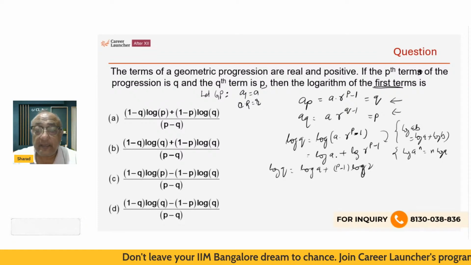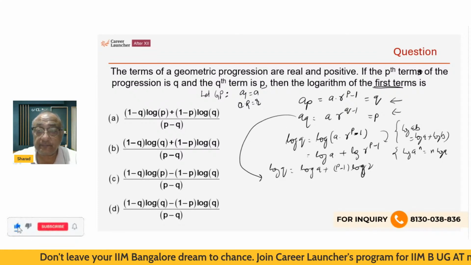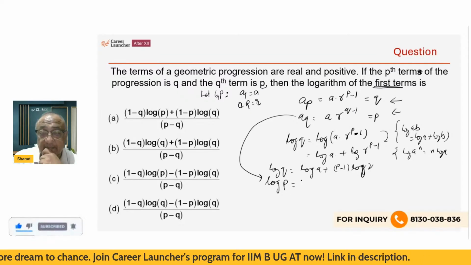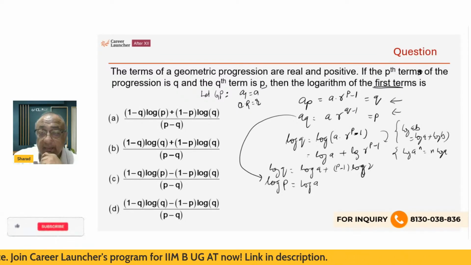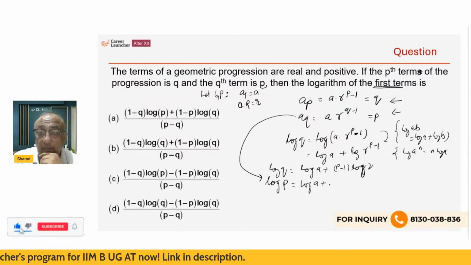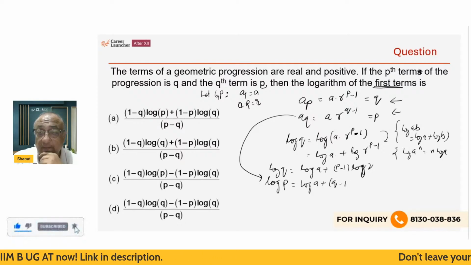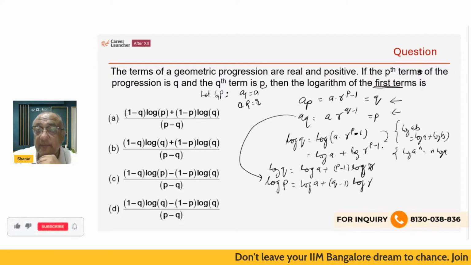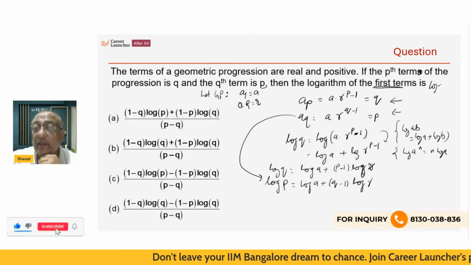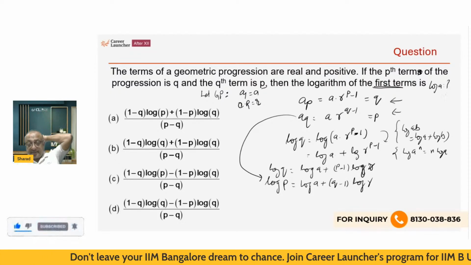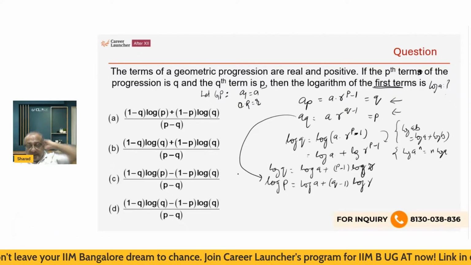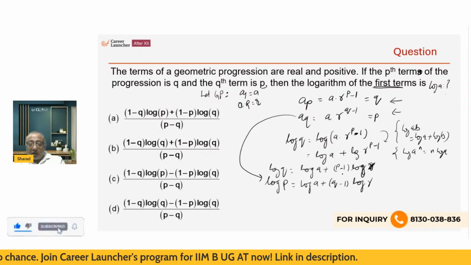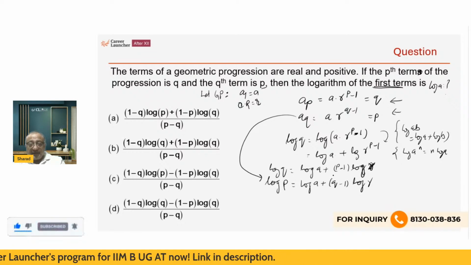Right, children? Similarly, take log of this. I'll get log p. Use a little brain, it's the same. Log a, and instead of p there is q, so here q minus 1, and here also log r will come. What is being asked? Log of a is equal to what? Let's take a pause. These two equations are there. If log r gets vanished, I'll get my answer.